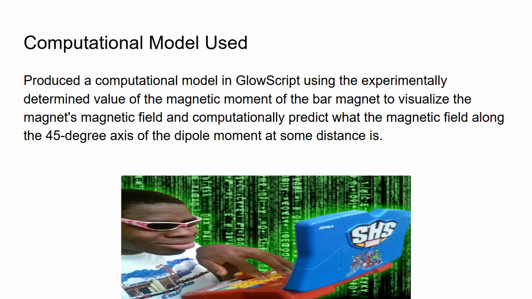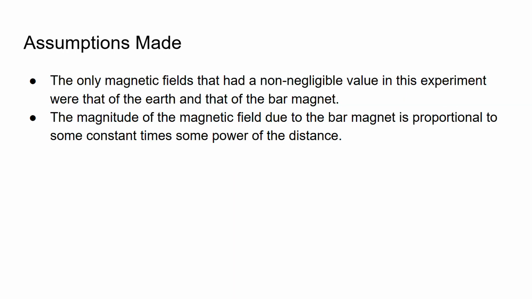Computational model used. Produced a computational model in GlowScript using the experimentally determined value of the magnetic moment of the bar magnet to visualize the magnet's magnetic field and computationally predict what the magnetic field along the 45-degree axis of the dipole moment at some distance is.